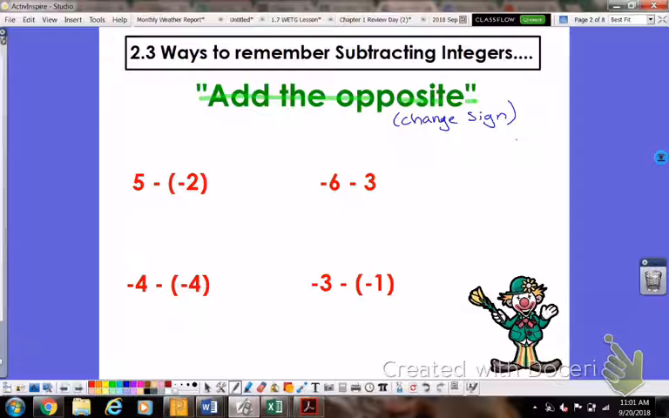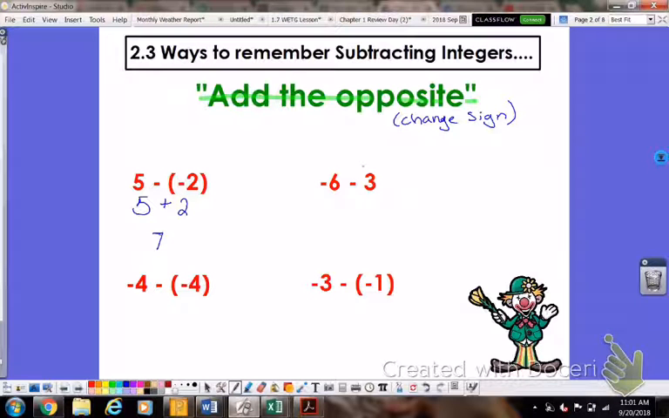So in our first example, 5 minus negative 2. We're going to keep the first number exactly as it is. We're going to change subtraction to addition, so we're adding. Then I want to add the opposite, so the opposite of negative 2 is positive 2. So 5 minus negative 2 is the same as 5 plus 2, which we know is 7.